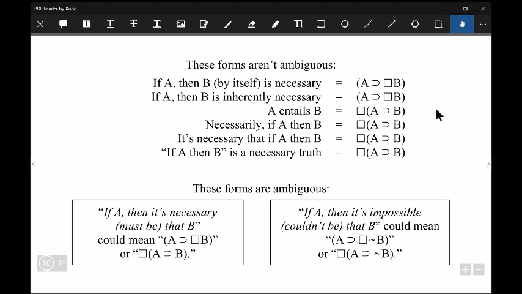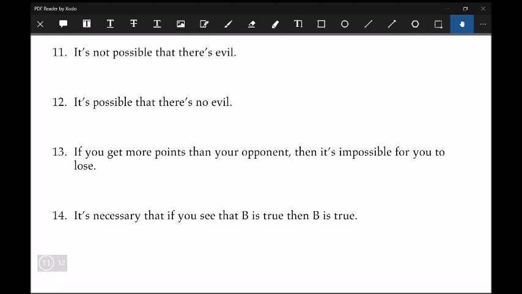Okay, this is somewhat confusing and difficult, but again, you'll master it, especially with more examples and with the Logicola ones. Okay, four more translations. I had you do up to 14.